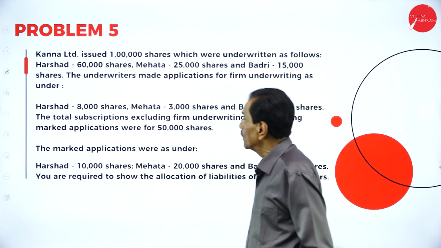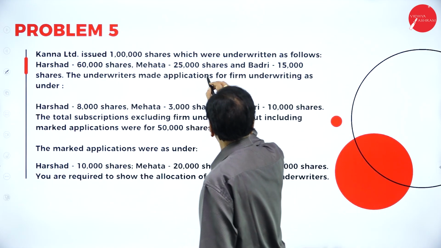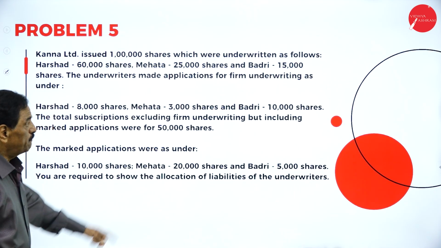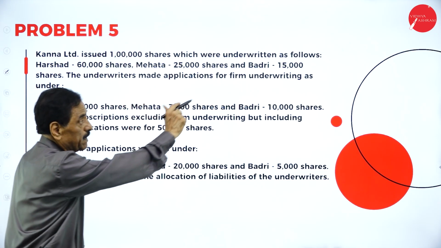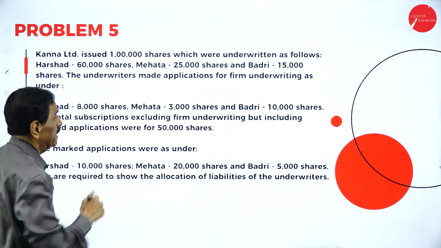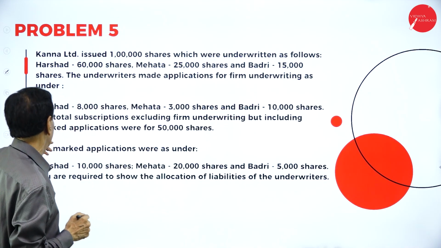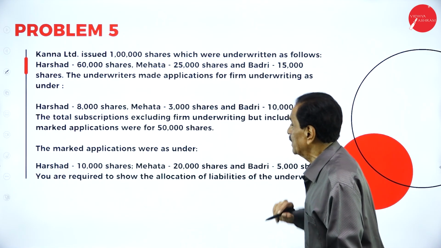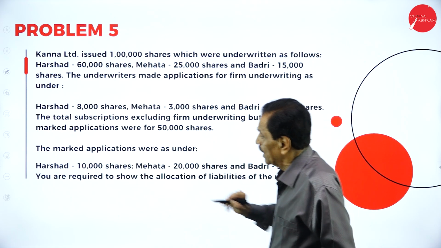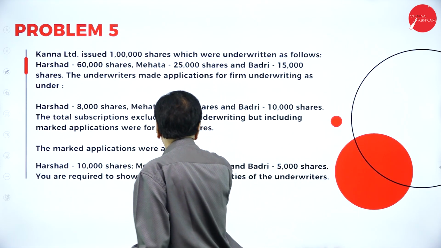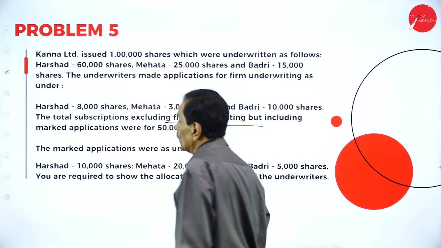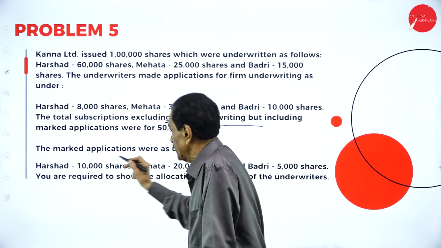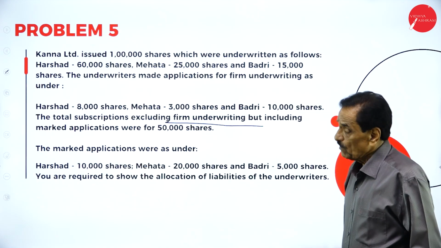Khanna Limited issued 1 lakh shares which were underwritten as follows: Harshad 60,000 shares, Mehta 25,000 shares, Badri 15,000 shares. The underwriters made applications for firm underwriting as under: Harshad 8,000 shares, Mehta 3,000 shares, Badri 10,000 shares. The total subscription excluding firm underwriting but including marked applications was 50,000 shares. The marked applications were as follows. You are required to find the total application.